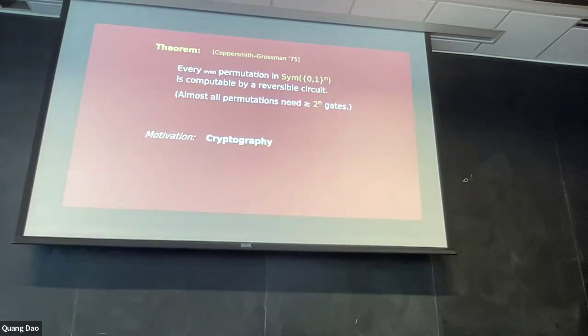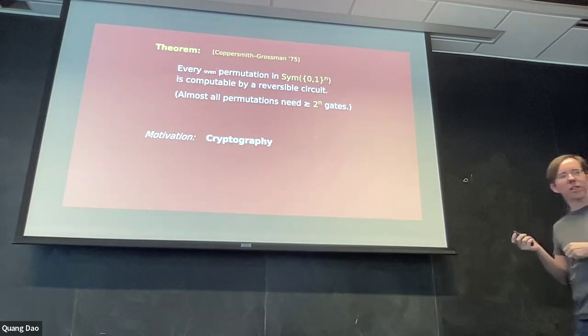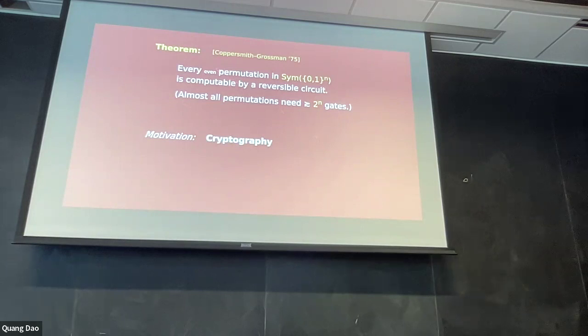You might ask, is it possible to compute every permutation on n-bit strings just using these circuits that have these little local gates that operate on 3 bits? And the answer is yes. Actually, strictly speaking, no. It's only the even permutations, but never mind. The answer is yes. This was proven by John Coppersmith and Edna Grossman back in 1975, and they were motivated by cryptography.